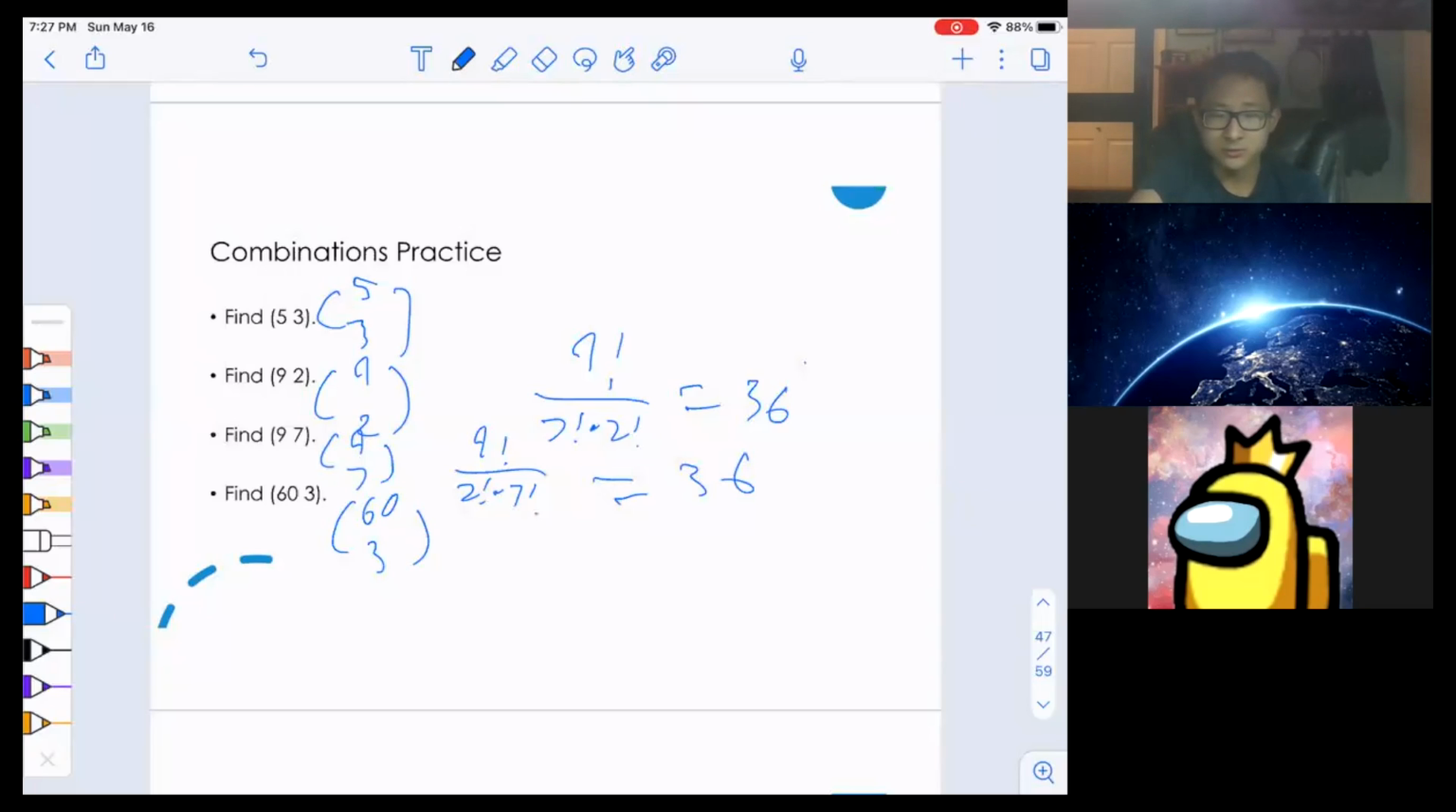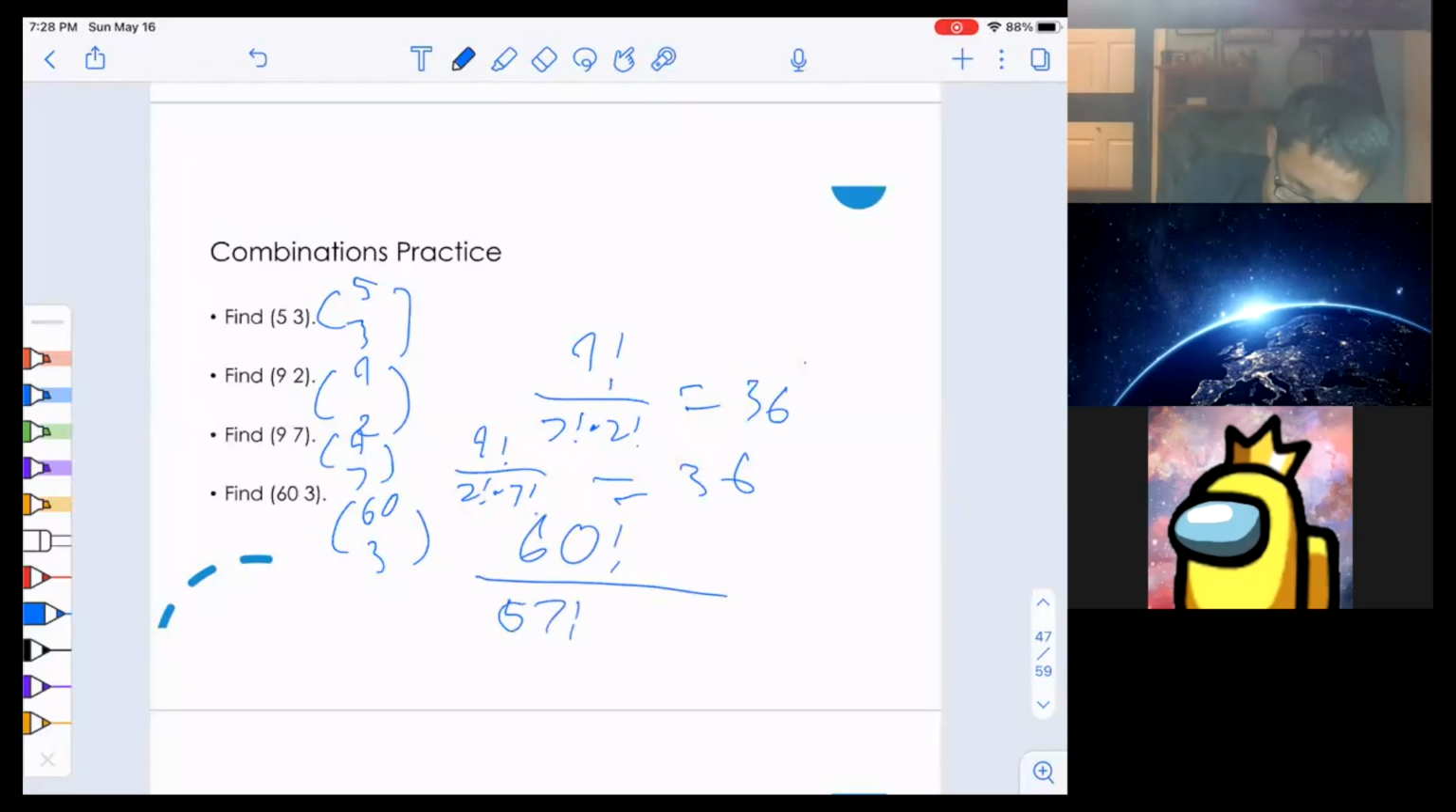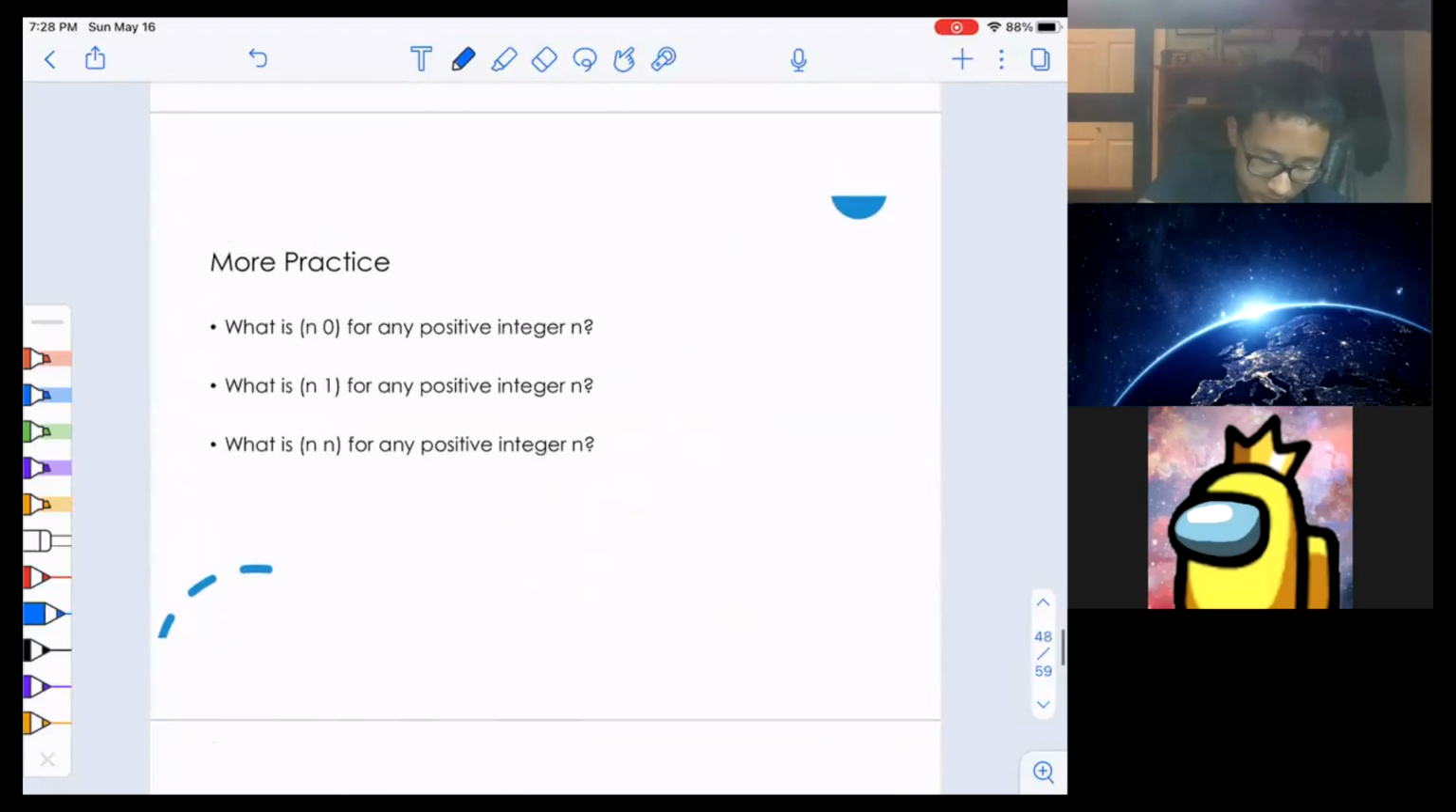And now we have choose 3 from 60. So this one takes a lot longer, but we're basically doing the same thing. We have 60 factorial over 57 factorial times 3 factorial, and that gets us 34,220. All right, I have some more little practice problems.